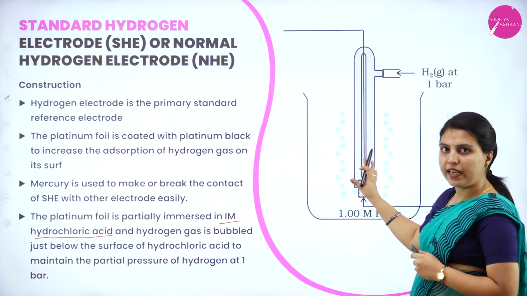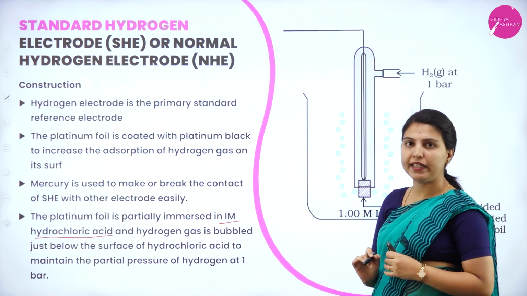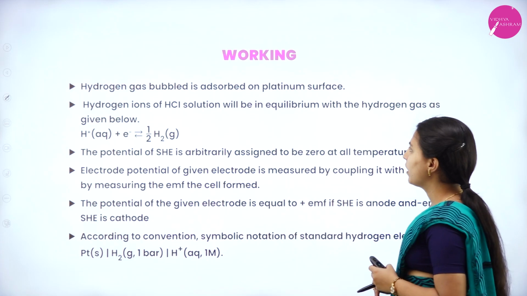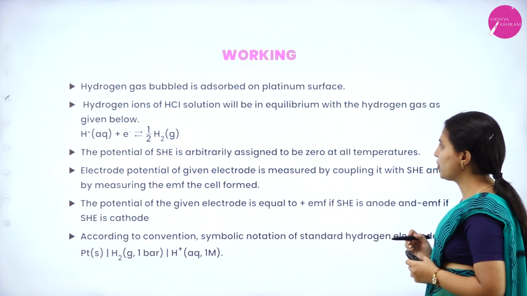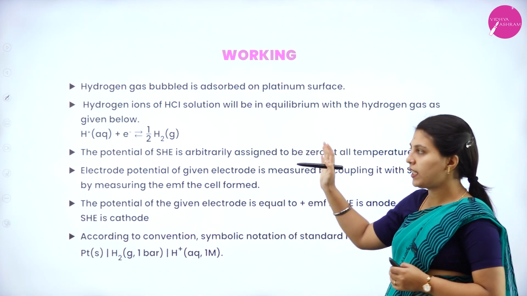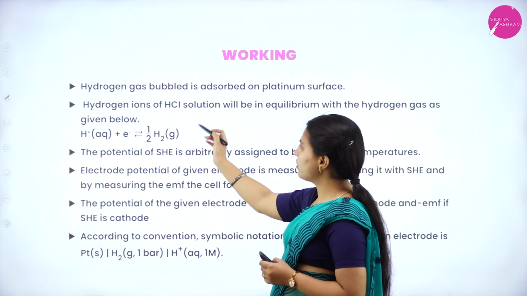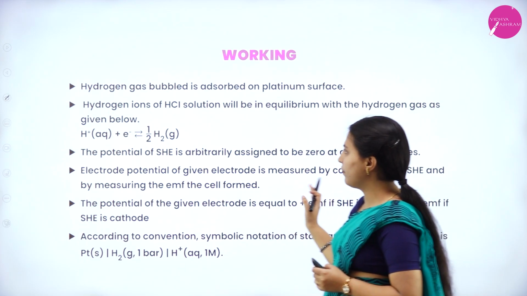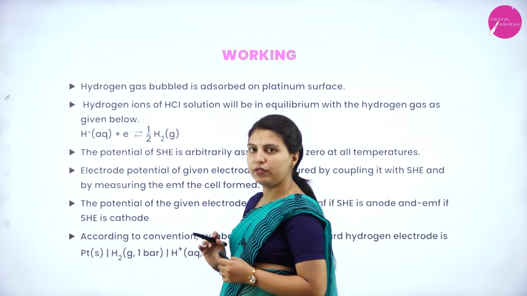This is the standard hydrogen electrode. Here hydrogen gas is bubbled, here mercury is present, and here the platinum foil is coated with black. Next, working. Hydrogen gas bubbled is adsorbed on the platinum surface. Hydrogen ions of HCl solution will be in equilibrium with the hydrogen gas as given below. The hydrogen gas bubbled is adsorbed on the platinum foil, and later hydrogen ions of hydrochloric acid solution will be in equilibrium with the hydrogen gas as given below. See here, hydrogen ions with electrons, and half of the hydrogen gas will be in equilibrium.